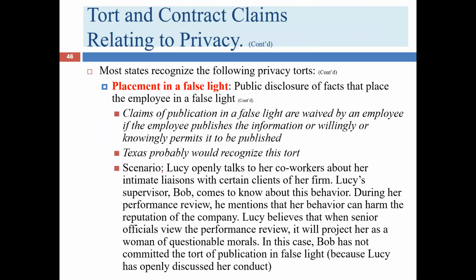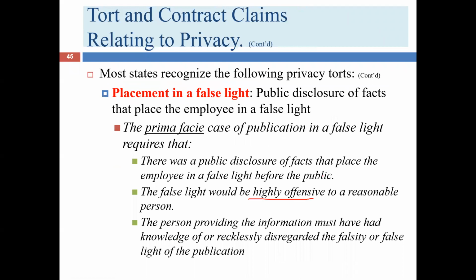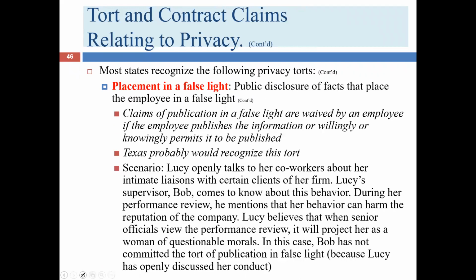So let's consider an example of how this might play out. Lucy openly talks to her coworkers about her intimate liaisons with certain clients of her firm. Lucy's supervisor comes to know about this behavior, and during her performance appraisal, he mentions that her behavior can harm the reputation of the company. Hey, you having these sexual relationships, if that gets out, that could tarnish the reputation of our whole organization. Let's say Bob puts something into the performance appraisal, and that performance appraisal gets reviewed by more senior people. Lucy believes that when senior officials learn of the performance review with that information, it will project her as a woman of questionable morals. So she finds it to be highly offensive. And she's probably right that it is highly offensive.